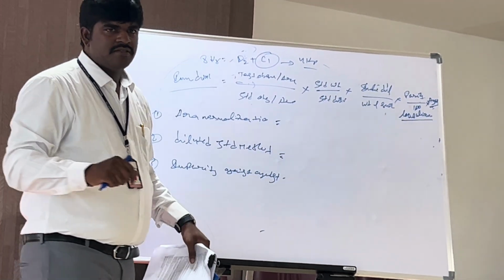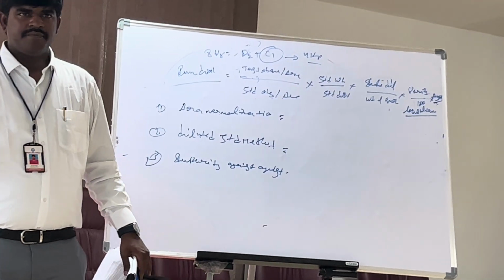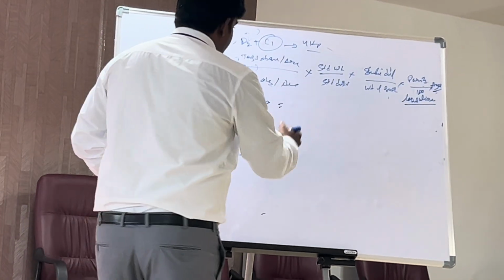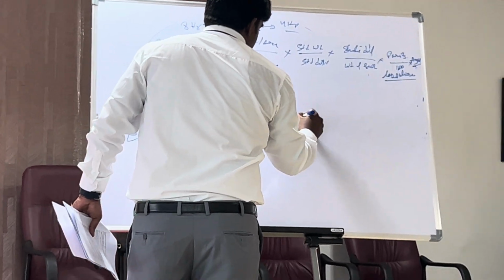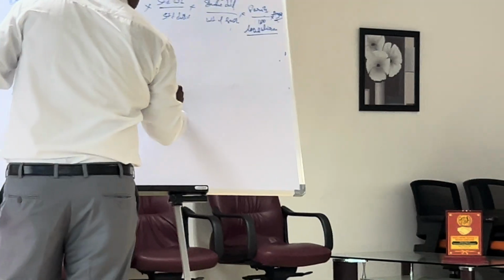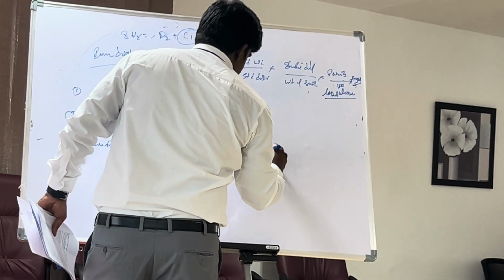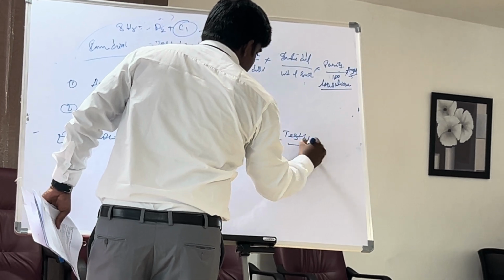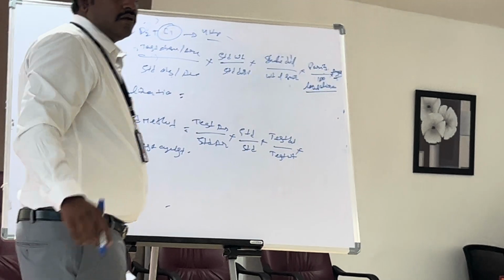Diluted standard method means you prepare the standard, the same heterostatic, and you prepare the sample, and you will inject it in. You will get the same formula: the test area divided by standard area into standard weight divided by standard dilution into test dilution divided by test weight into, here the response factor value will be included.